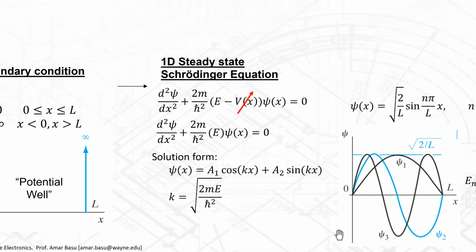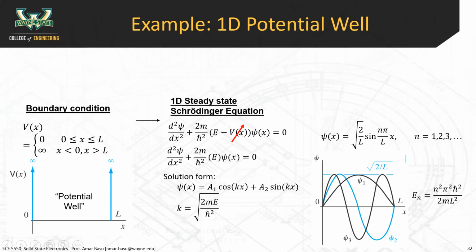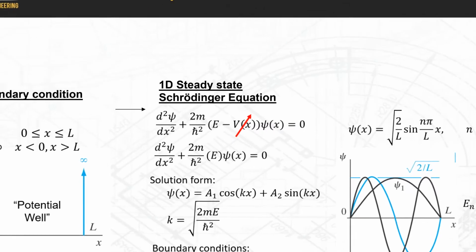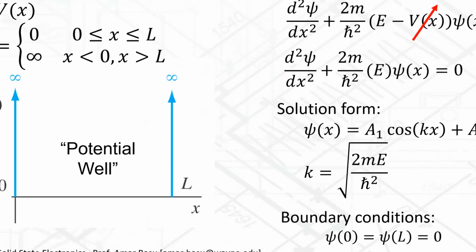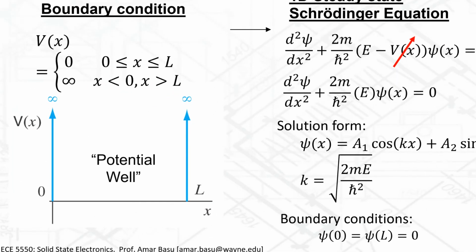Right? The solution is a sum of cosine and sine. Cosine of kx, sine of kx. This k is equal to the square root of 2mE over h-bar squared. The difference in this problem is that there is a boundary condition. The boundary condition states that psi of 0 is equal to 0 and psi of L is equal to 0.